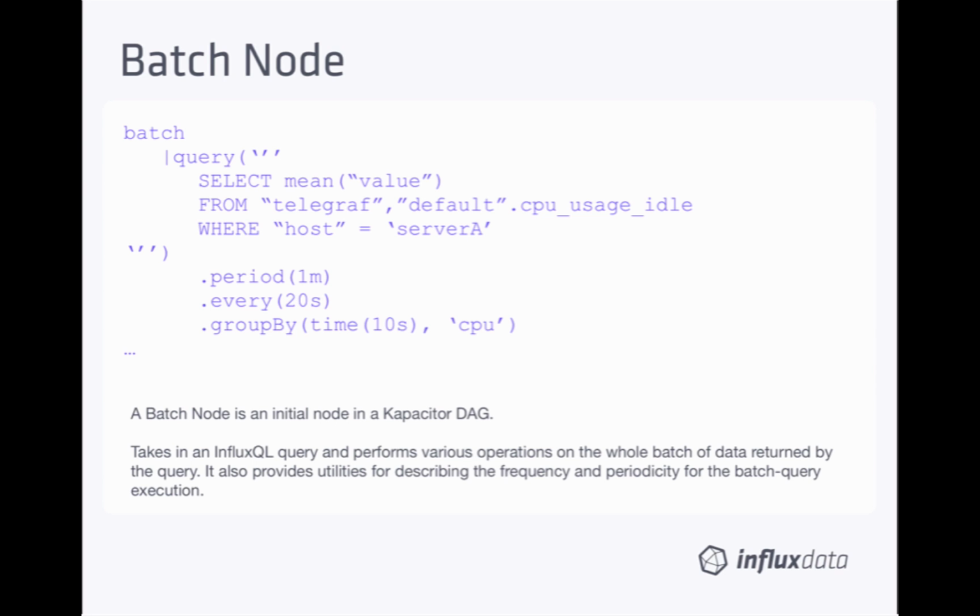We're going to group that into 10-second buckets and also by CPU. So we want to alert if any of the individual CPUs in our machine is going over a certain threshold, or maybe we're doing a moving average kind of thing. So this is a much simpler directed acyclic graph, but there's still a batch node, it's the initial node, and then we're doing stuff beyond that. And each one of these is an additional node in that directed acyclic graph.